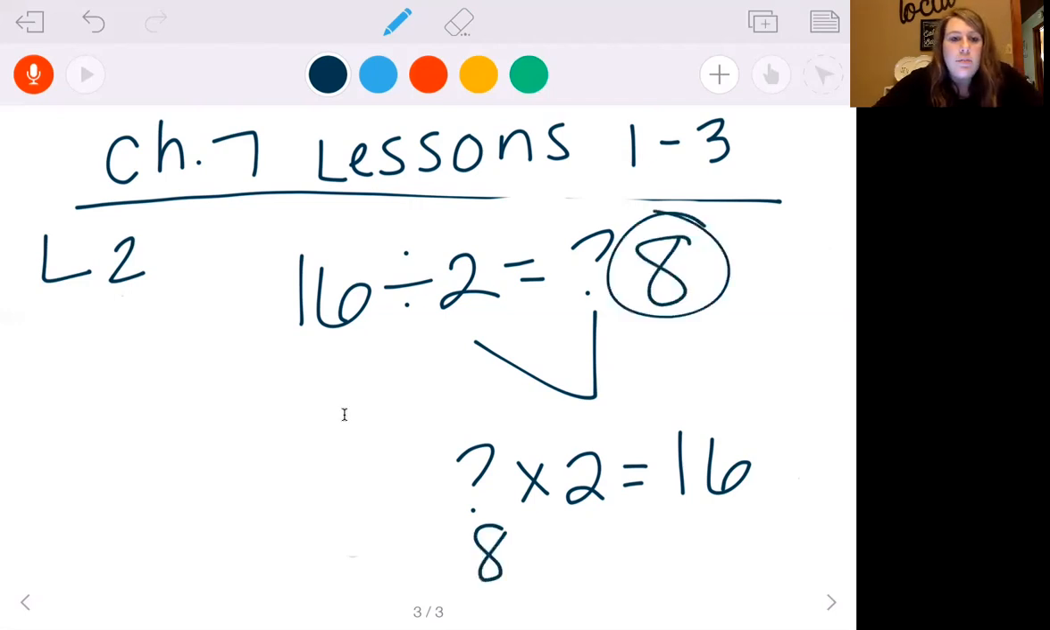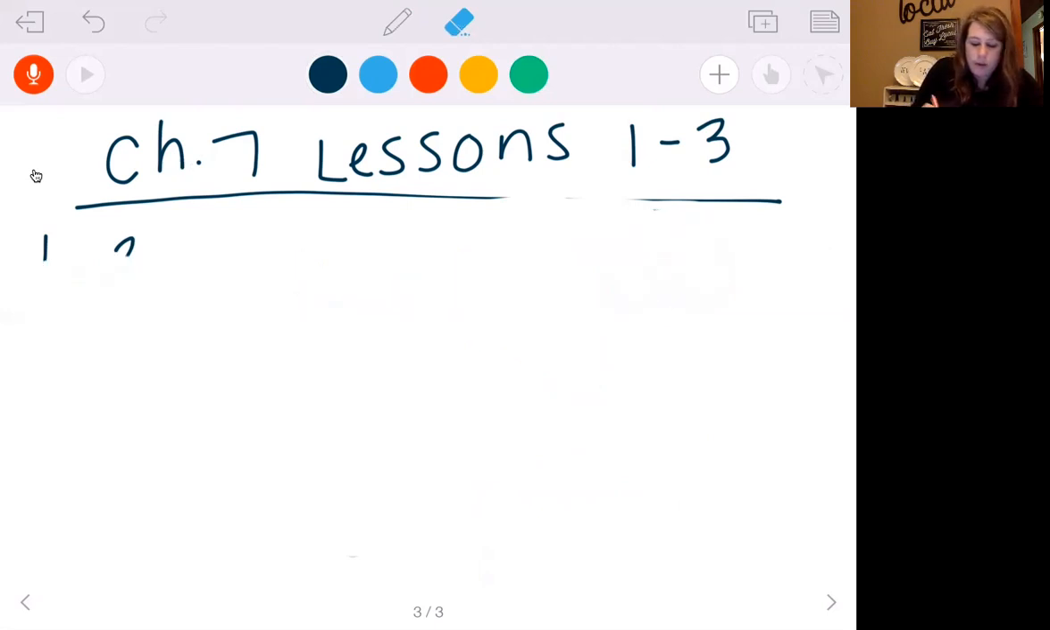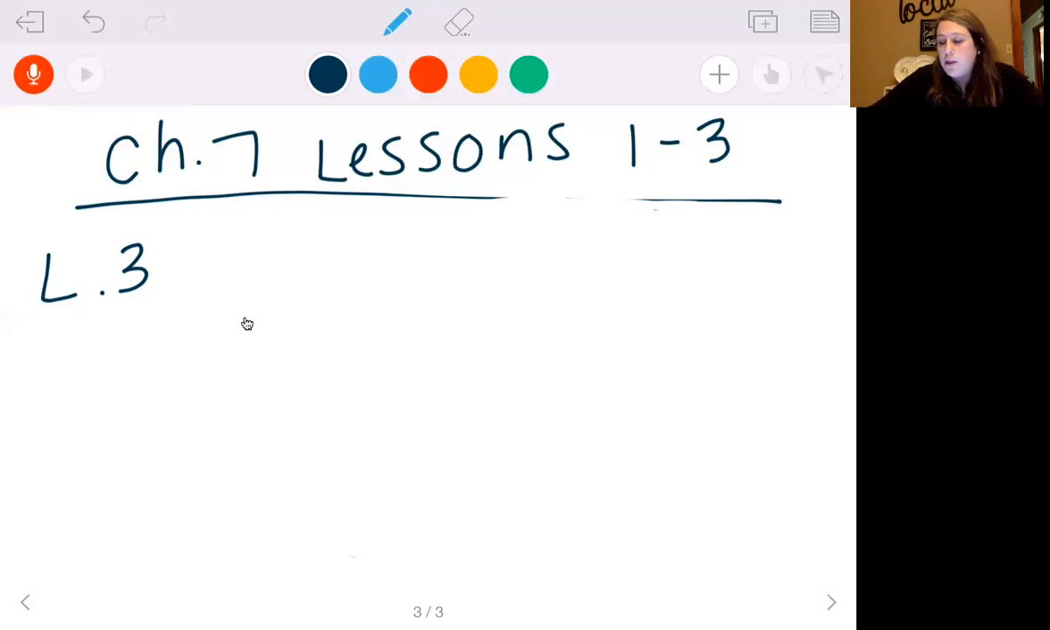Okay, so let's move on to lesson 3 real quick. And then I will let you kind of have a break with the video. So lesson 3. What this chapter is going to do is keep going up, and we're going to keep doing the same thing we've been doing, except dividing by different numbers every time, which I kind of like how they do it because it makes it sort of easier on you.